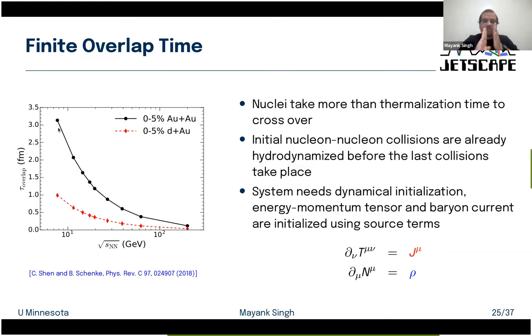By the time the first nucleon-nucleon collision happens, and by the time the last ones happen, the first ones have already thermalized, have formed a fluid and started expanding. So you can't really do a fixed initial state and then evolve the system. The system needs something called dynamical initialization. The energy momentum tensor needs to be initialized multiple times throughout the evolution, and the way to do it is adding a source term to the energy momentum conservation equation. The source term is fed by the collisions as they happen, similarly for the baryon density current, which now becomes important in that region of the phase diagram.